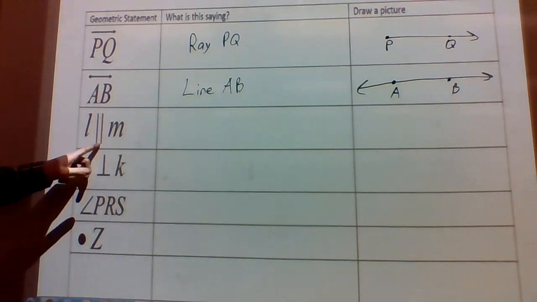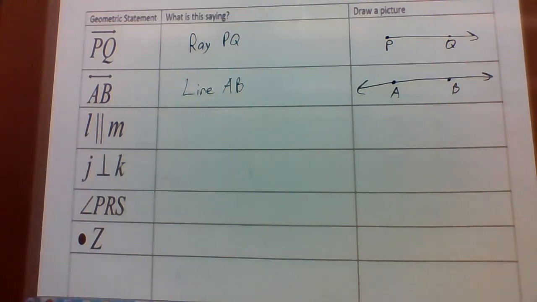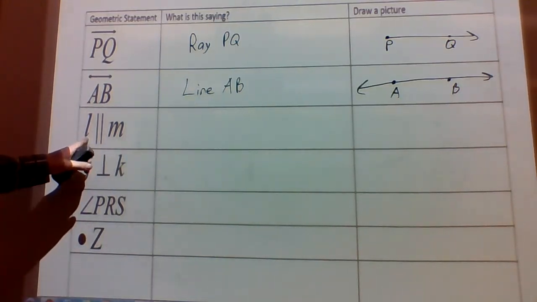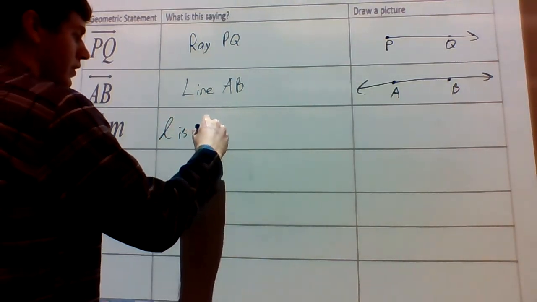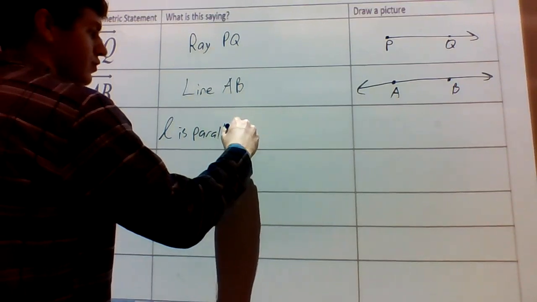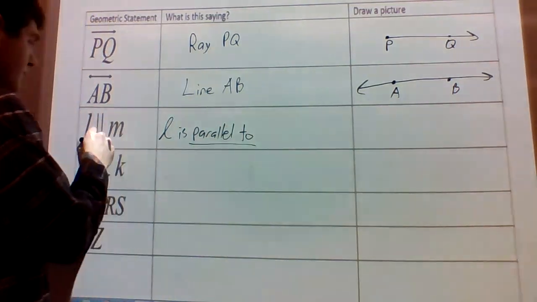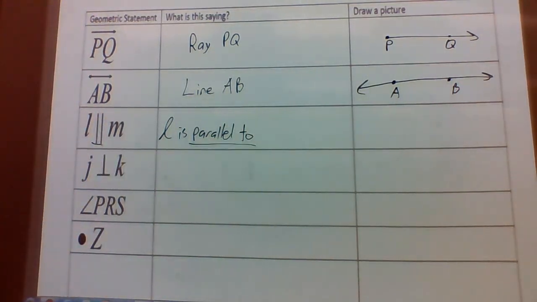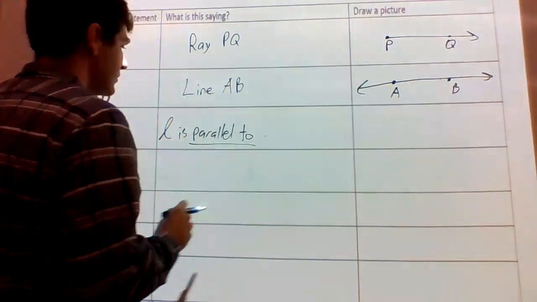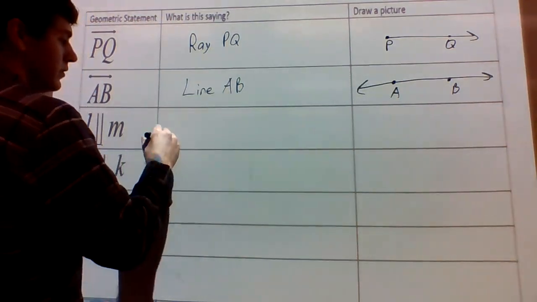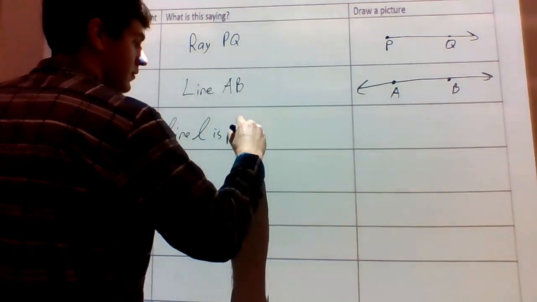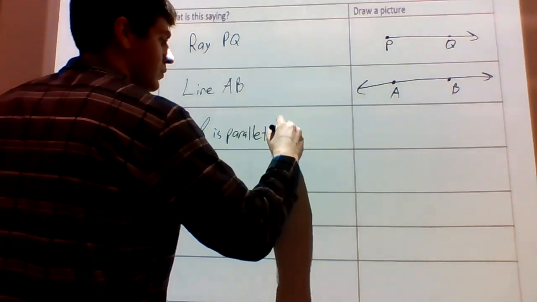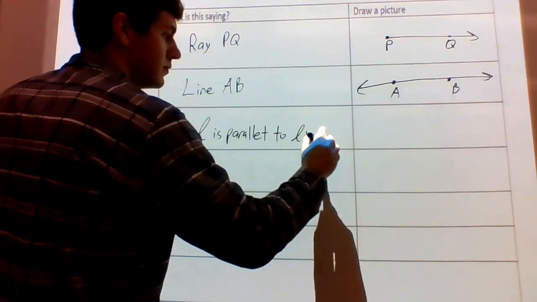The 2 lines that are parallel to each other represent the parallel to symbol. So this is saying L is parallel to M. Let's say line L is parallel to line M.